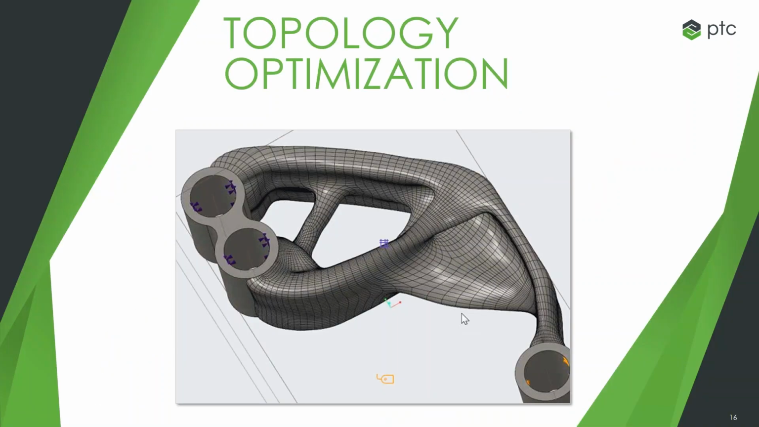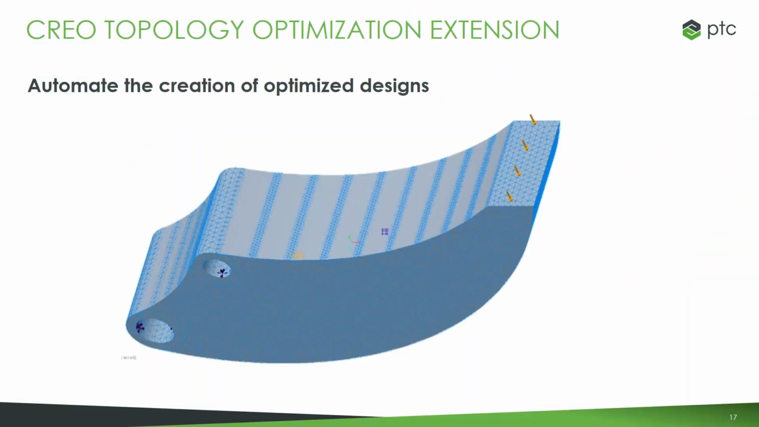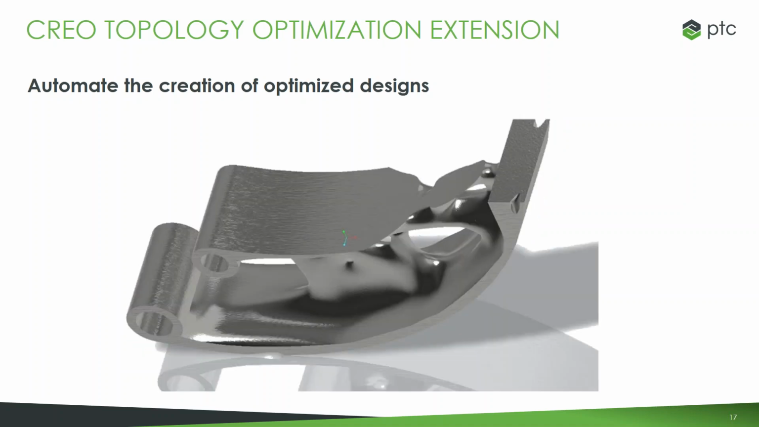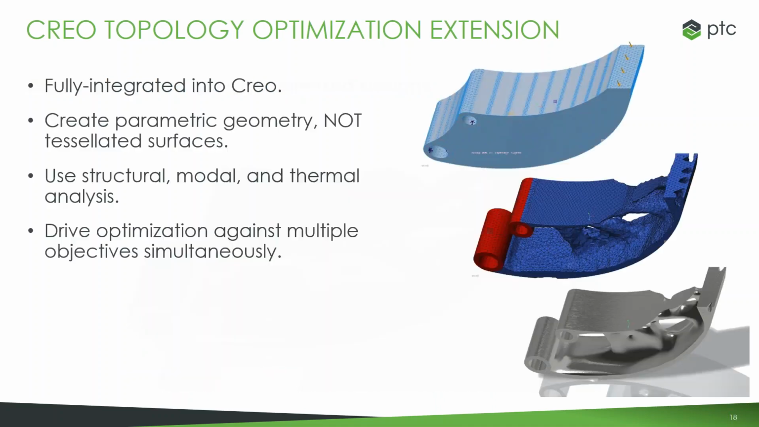So now we're getting into some of the newer extensions as well. The first one here is topology optimization. This is what allows you to optimize designs inside of Creo. It takes whatever blank geometry you have and takes some design inputs and brings you out your optimized design. It's fully integrated into Creo so that you don't have to export your model or anything like that. You can work right inside of Creo.